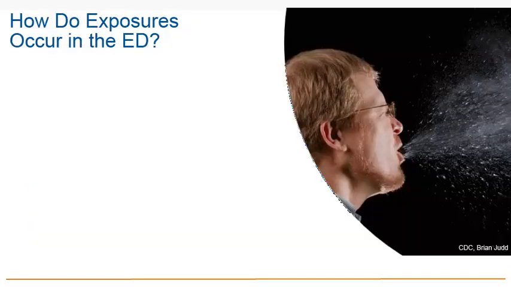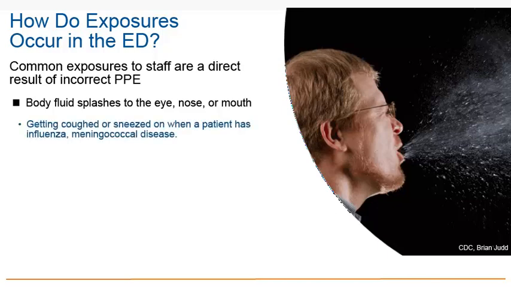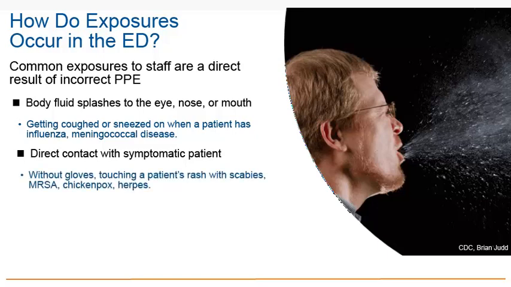How do exposures occur in the emergency department? Common exposures to staff are usually a result of incorrect PPE. Some examples can be a body fluid splash to the eye, nose, or mouth. This could happen if someone got coughed on or sneezed on while taking care of a patient with influenza or meningococcal disease. Another example of exposure would be direct contact with a symptomatic patient. If you were without gloves, touching a patient's rash with scabies, MRSA, chickenpox, or herpes will lead to an exposure.